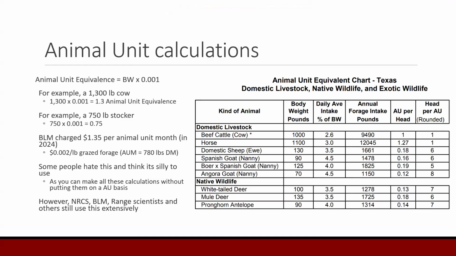All right. So we talked about animal units before, but one animal unit is represented by a 1,000-pound cow, typically with a calf up to 6 months of age. So an animal unit is body weight times 0.001, or body weight divided by 1,000. So if we have a 650-pound feeder animal, what's its animal unit equivalent? 650 pounds divided by 1,000, 0.65.